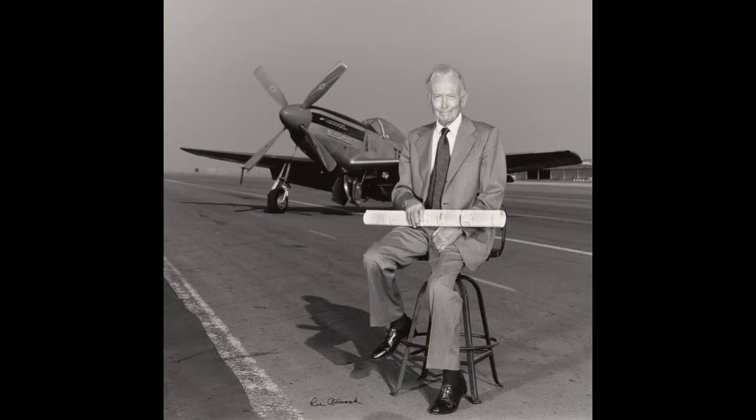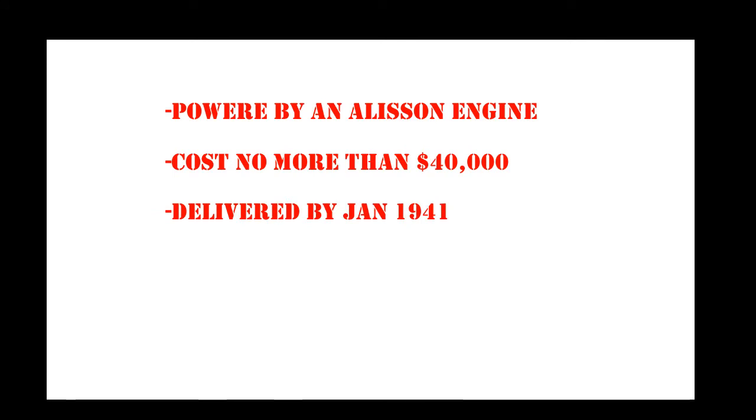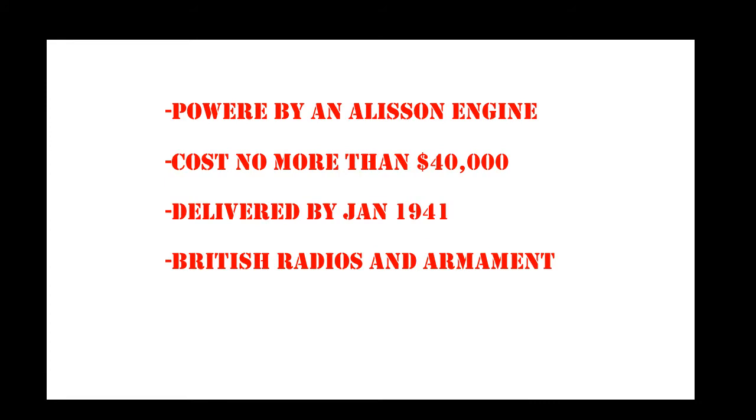In January of 1940, Dutch Kindelberger, North American Aviation president, and Lee Atwood, the vice president, proposed the production of 320 NA-73s with the following conditions requested by the commission. It must be powered by an Allison engine. It must cost no more than $40,000 per airframe. Be delivered no later than January of 1941. Be equipped with British radios and armament, the Browning .303, same machine gun that was installed in the Spitfires and the Hurricanes. In April of 1940, the British Purchasing Commission accepted the proposal and North American Aviation had to come up with a design.